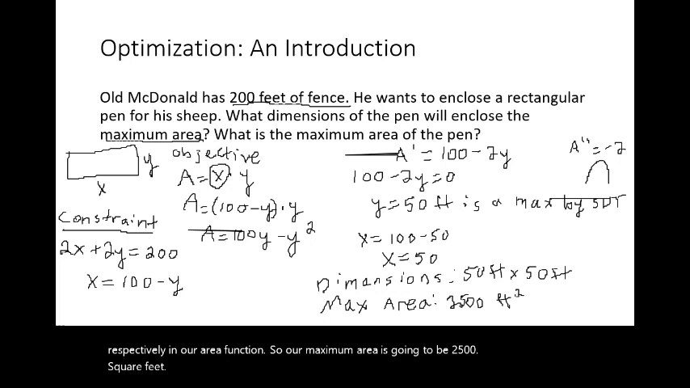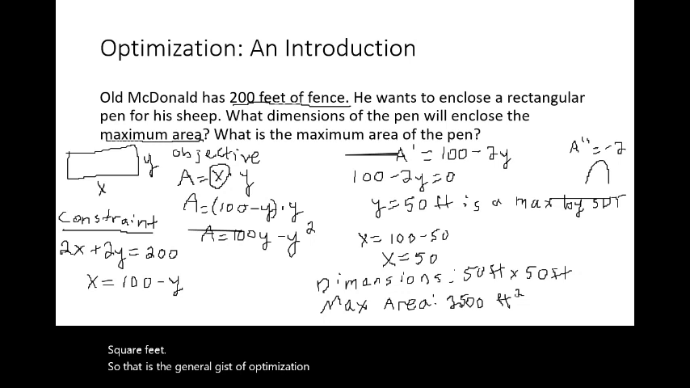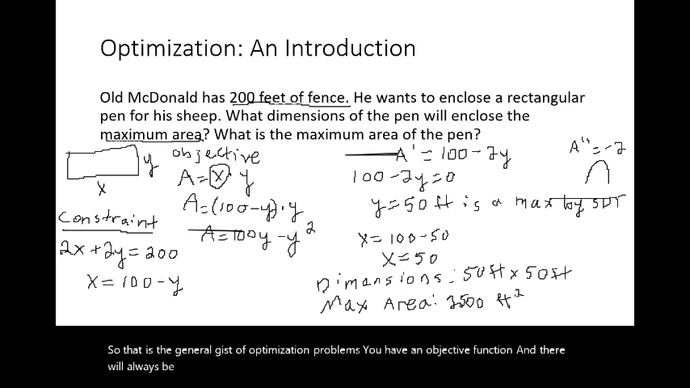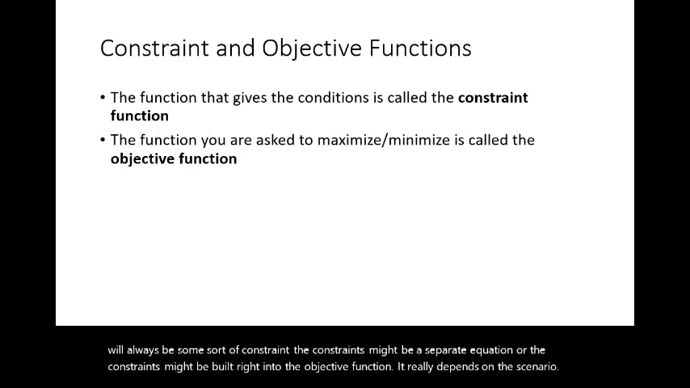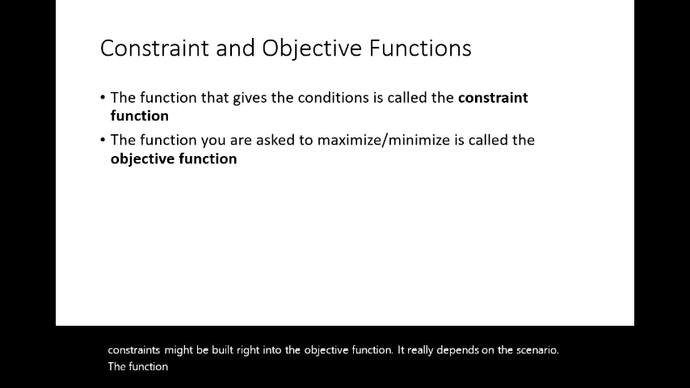So that is the general gist of optimization problems. You have an objective function, and there will always be some sort of constraint. The constraints might be a separate equation, or the constraints might be built right into the objective function. It really depends on the scenario. The function that gives the conditions or the limitations is called the constraint function. The function that you are asked to maximize or minimize is called the objective function.